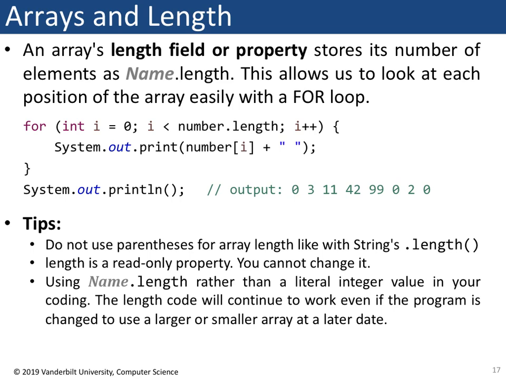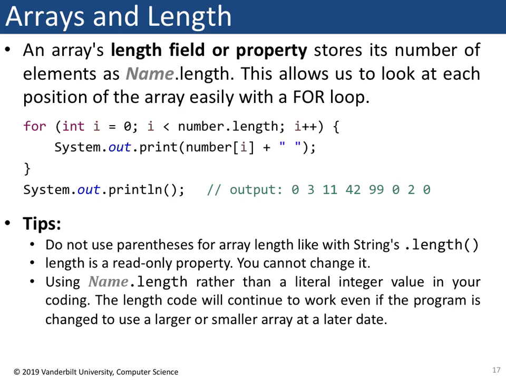One way we could go about that is by accessing this length field. So we could say in a for loop, for, and then our count variable I, we're initializing it to 0, and then our test would be I less than number.length. So for each index, starting at 0, up to number.length minus 1, we'll print out the elements of the array. So this would print out the entire array regardless of what size it was.